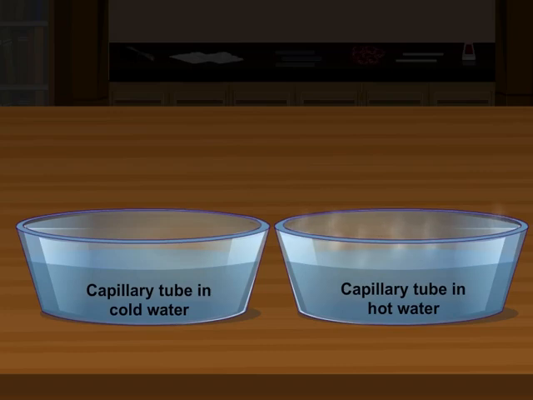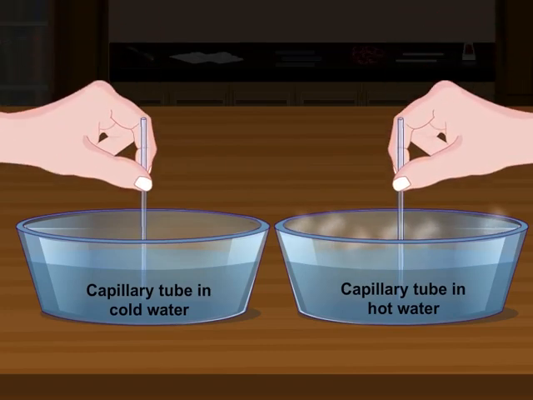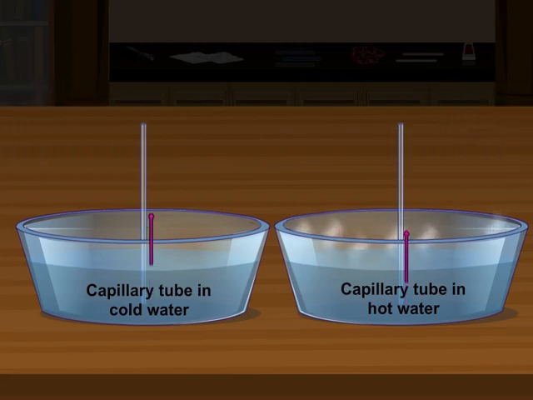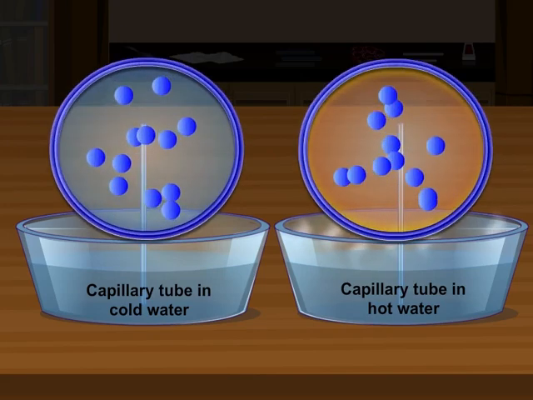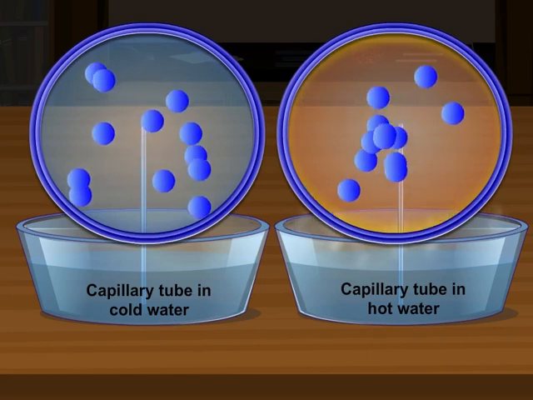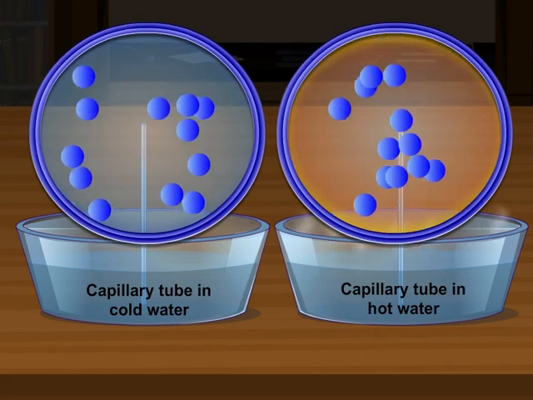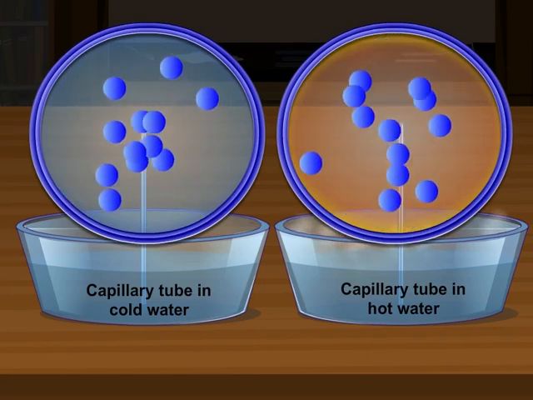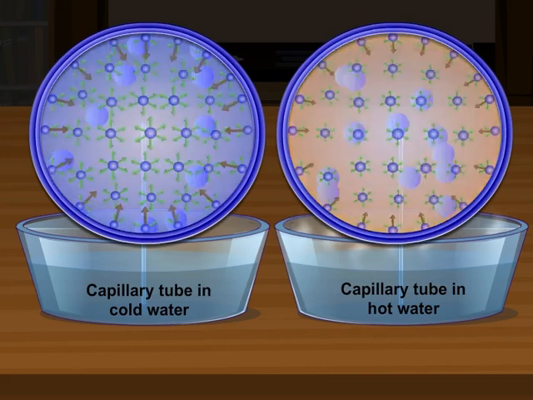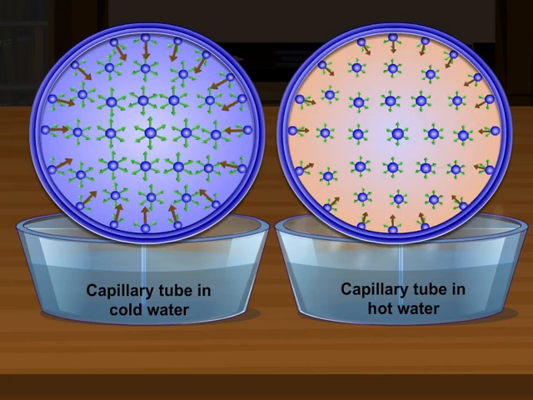When two identical capillary tubes are placed, one in cold water and the other in hot water, the hot water rises to a lesser height than cold water. As the temperature of a liquid increases, its molecules start moving more vigorously, and the force of cohesion between them decreases. Consequently, the surface tension of the liquid decreases, and the meniscus appears flattened.